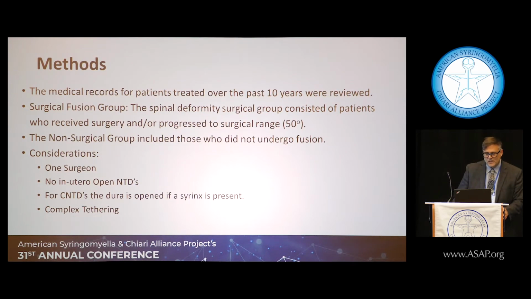So we looked at our patients over the last 10 years, and once again, those in the surgical fusion group already had a neurosurgery, and then they progressed with regard to their angle to approximately 50 degrees, requiring a surgery. Those in the non-surgical group had the initial neurosurgical procedure and then didn't need surgery. The consideration, there's one surgeon doing all the surgeries, that was me. These were all open neural tube defects that were not closed in utero. So these were all patients that were delivered and then the neural tube defect was closed, the myelomeningocele was closed.